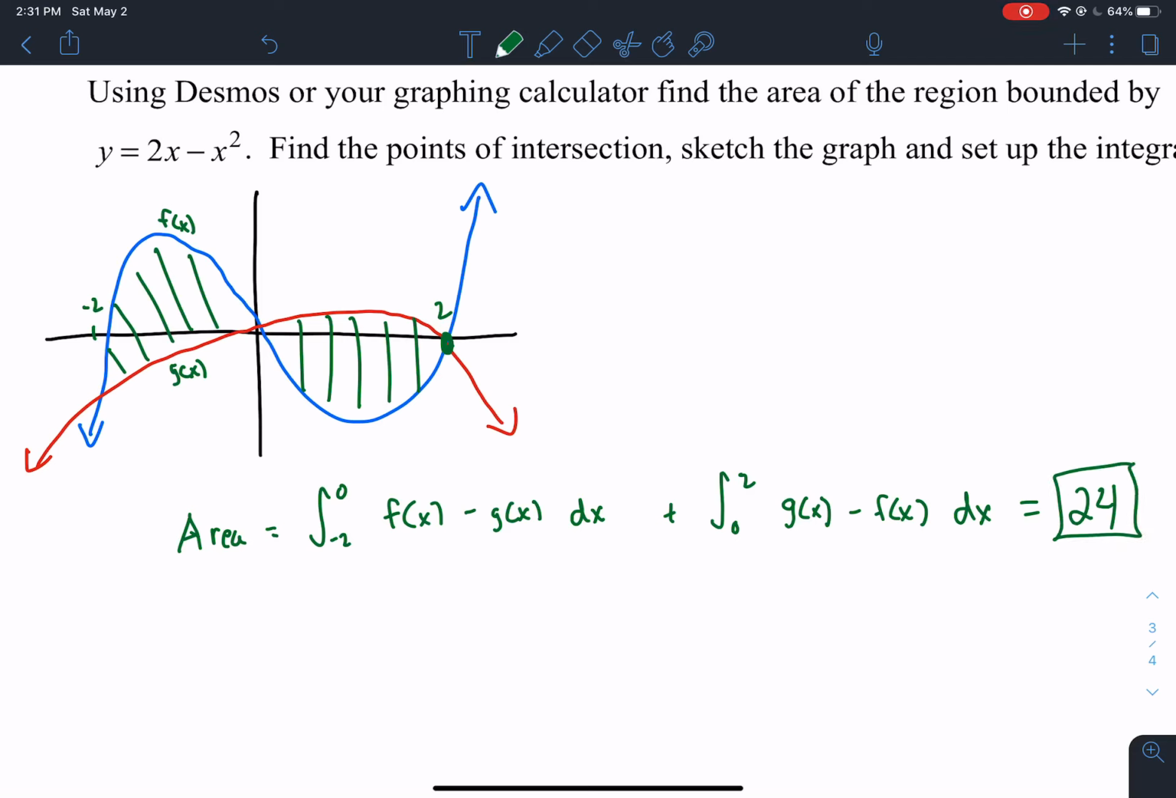So if you guys are using Desmos, as long as you make sure to show your setup, then you don't need to do the long way out. If you're using the calculator, you can go right to just giving the answer.